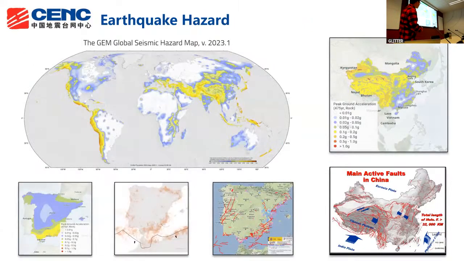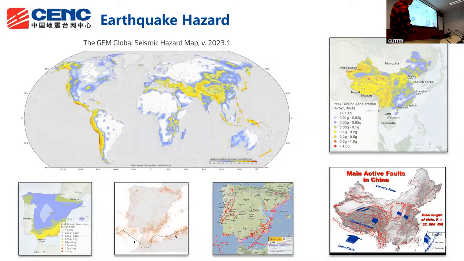This map shows the latest global seismic hazard map. Seismologists use multiple data sets to compile this. And we can see the highest seismic hazard zones also coincide with the two major seismic belt zones. Yeah. So let's compare China and Spain.